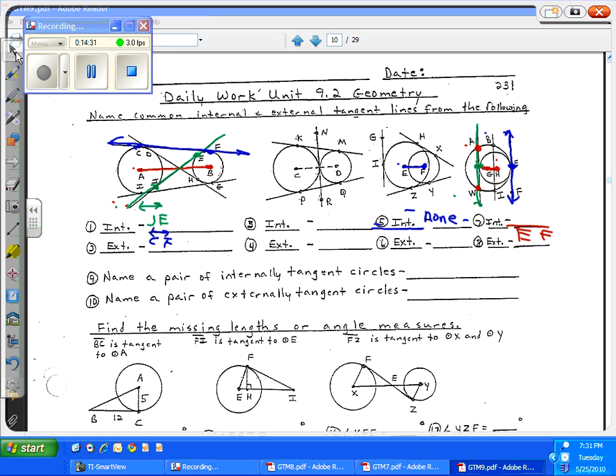The thing that passed through the segment of centers was not a tangent, it was a secant, so this one does not have a common internal tangent line. Okay?